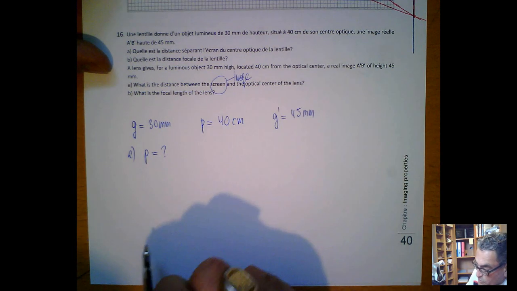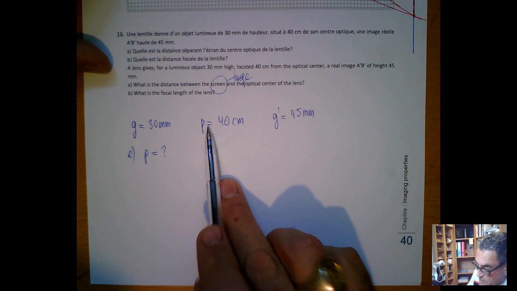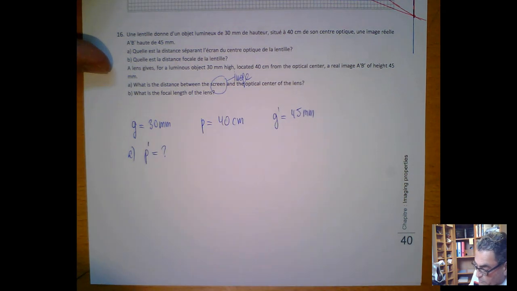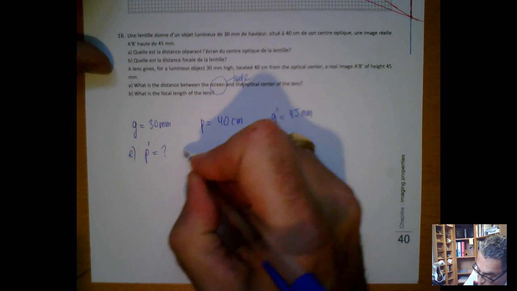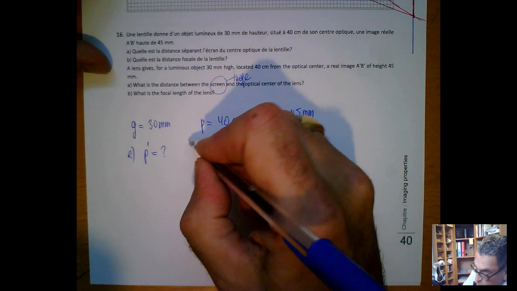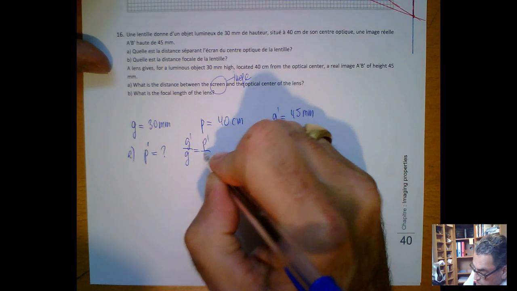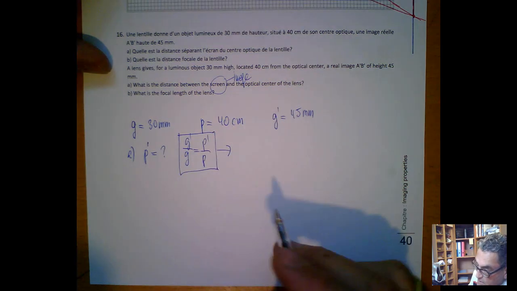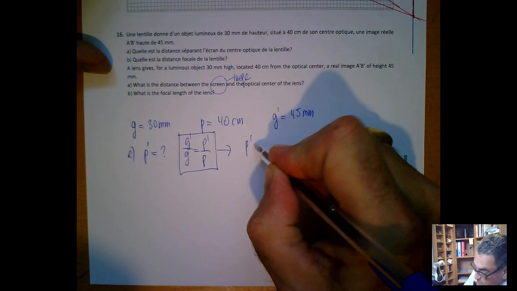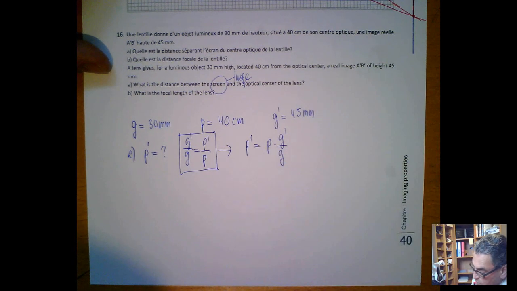And we know what? We know P, G, and G prime, and we are looking for P prime. Fine. What law are we going to use? Of course, we're going to use G prime over G is equal to P prime over P, the law of magnification. And this law tells us that P prime is equal to P times G prime over G.